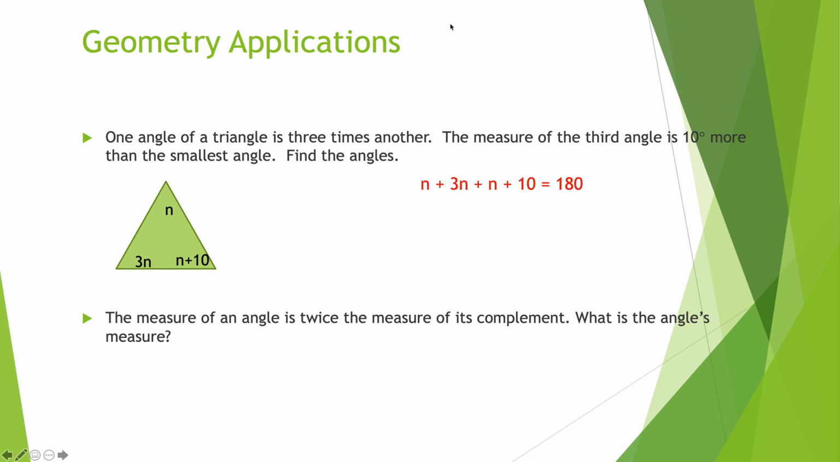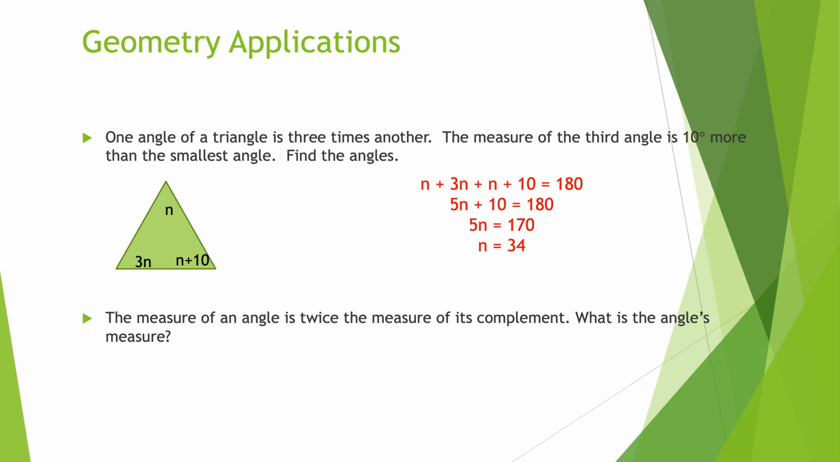So if I add them up, here is my top angle. Here's that angle on the left, 3n, and the angle on the right is n plus 10. Add them all up, get 180. This is clearly a same side, same operation situation. 1n and 3n make 4n, and another n is 5n. Plus 10 is 180. Subtracting 10 from both sides, 5n is 170. Dividing by 5, n is 34.